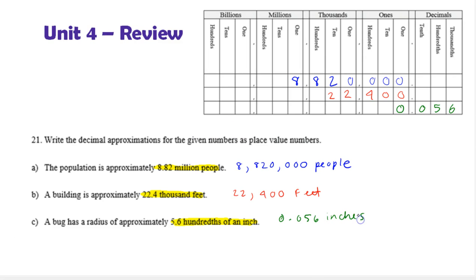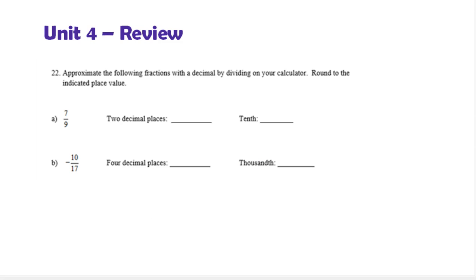inches. Okay, so notice here it changed from millions of people to just people because we wrote the whole number, thousands of feet to feet because we wrote the place value number, and instead of hundredths of an inch, this is in hundredths, so we just wrote inches. Let's look at the next one.